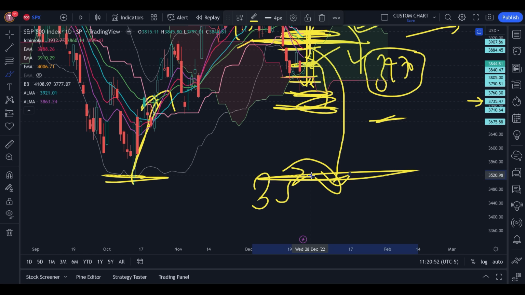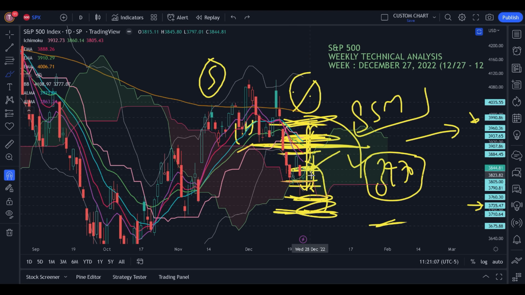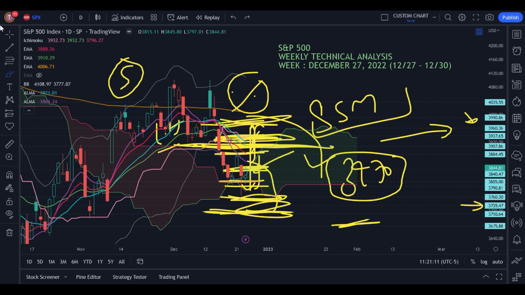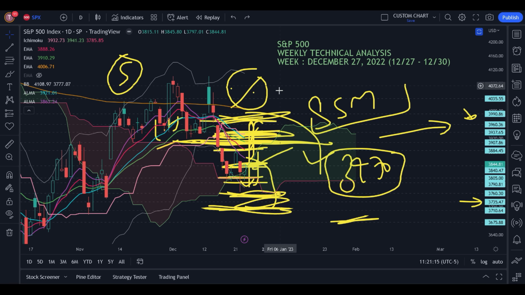When I say sooner or later, it will be very near, most likely in the month of January itself, maybe in the first or second week of January. If everything goes normal, meaning nothing exceptional happens, no manipulated bullish run, then by the second week of January it will hit 3500. I will talk about that in the next video. This is the technical analysis of the S&P 500.